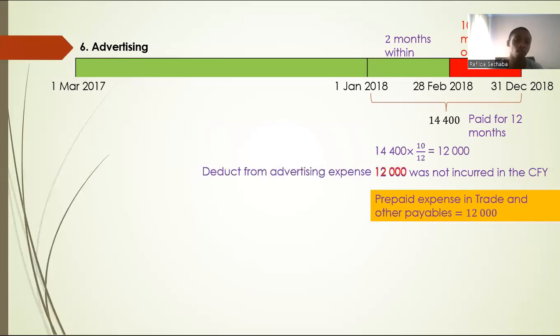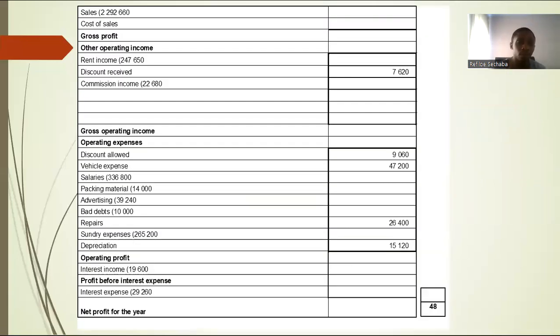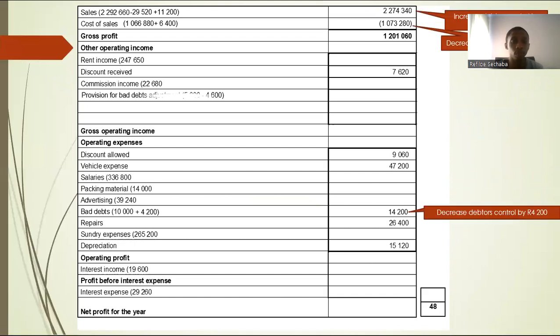So let's go to our income statement. And in our income statement, look at advertising. So we're going to take our advertising expense of 39,240 and deduct that 12,000. It'll give us 27,240.